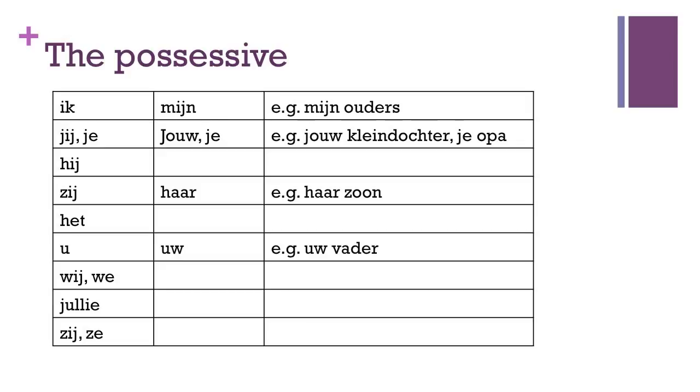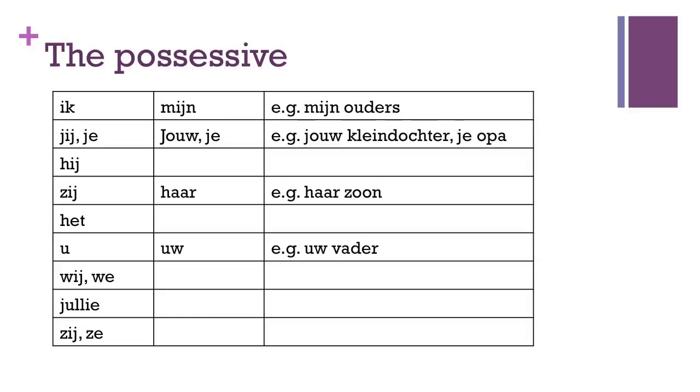For je, we've seen jouw, for example, jouw kleindochter, but there's also je. Jouw is used if you want to stress the possessive. For example, if you say to your neighbor that it's his dog that pooped on your grass and not yours, you say, your dog pooped on my grass. And that's when you use jouw. Otherwise, it's je.